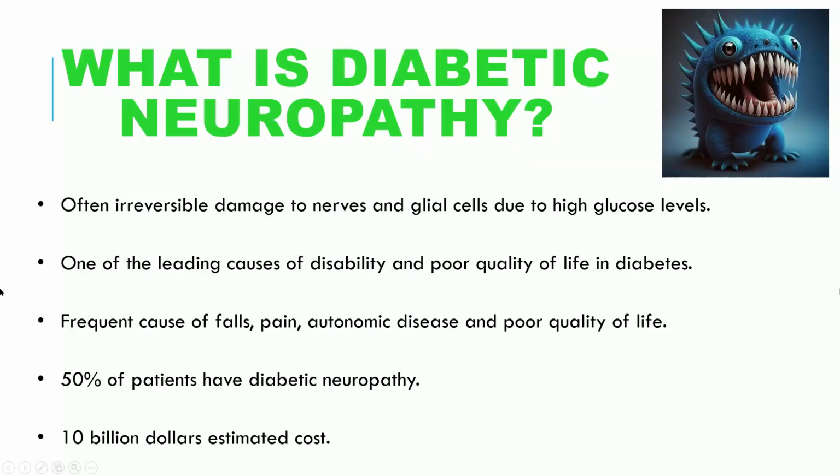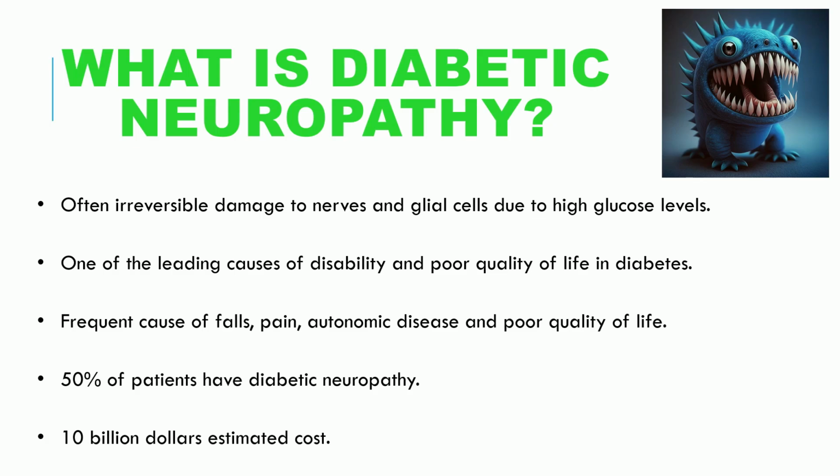So let's start. So what is diabetic neuropathy? It's an often irreversible damage to nerves and glial cells due to high glucose levels. We're going to review in a bit that this nerve damage is more often encountered on peripheral nerves. Central nerves can also be altered or damaged, but since we have the blood-brain barrier, it is often much later in the timeline of a patient with diabetes.